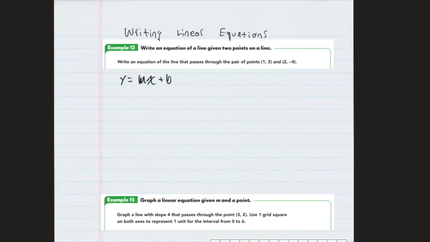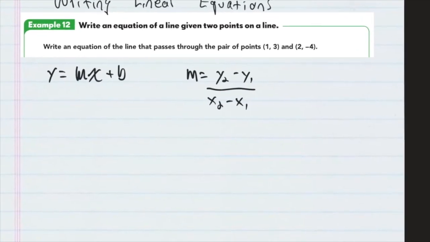So that means I have to find the slope. So what I'm going to do is go back to our previous lesson when we found the slope, and I'm going to use the slope formula, which is m equals (y2 minus y1) over (x2 minus x1). Let me zoom in. And all I'm doing is taking those points that I have and labeling them x1, y1, x2, y2. And what that means is it's my first x and y pair and then my second x and y pair.